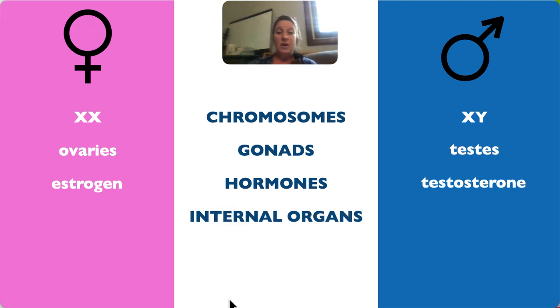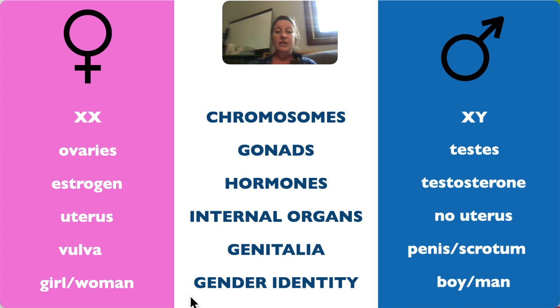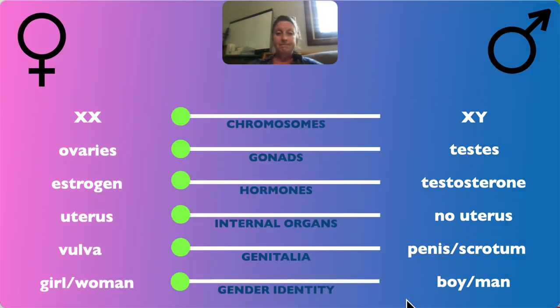Your internal organs: if you're female, you have a uterus. If you're male, you don't. Genitalia, if you're female, you have a vulva. Male, you have a penis and scrotum. And society even goes so far as to say our gender identity is always totally aligned with that. That if you have all of these, then you see yourself as a girl or a woman. And if you have all of these, then you see yourself as a boy or a man.